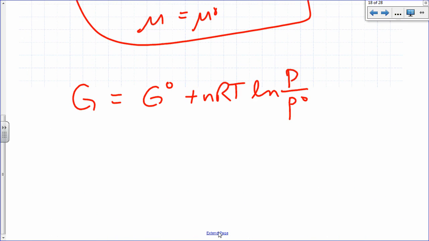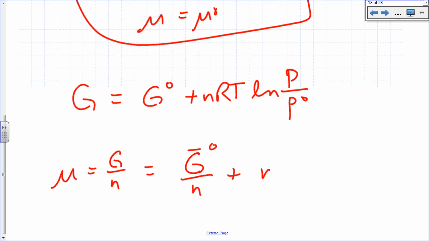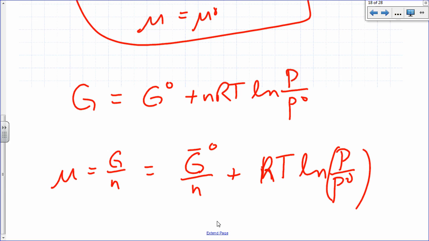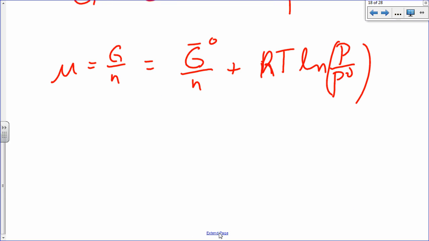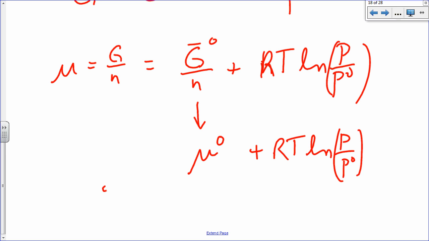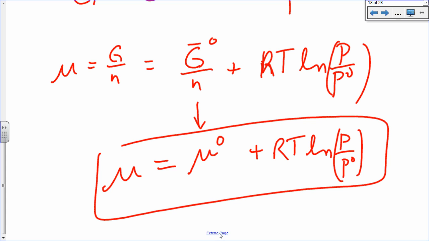So chemical potential is just mu. It's just G over n. So that's G naught over n plus RT ln P over P naught, since n disappears. And G naught over n is just the chemical potential at the standard state. So that's mu naught plus RT ln P over P naught. So this is how the chemical potential varies with pressure. This is mu versus P at constant T.